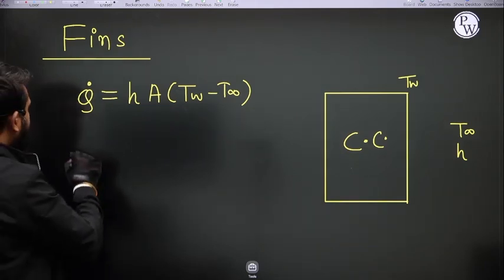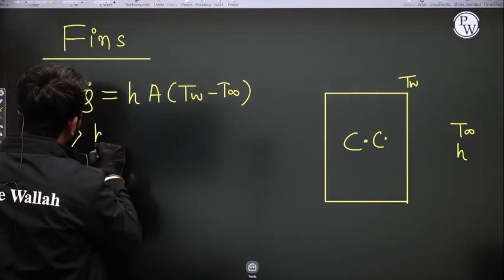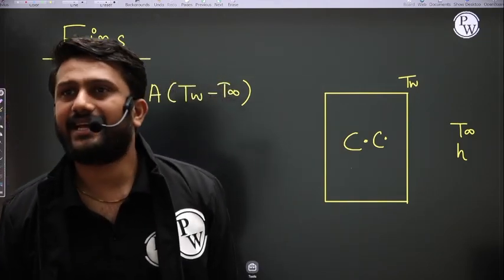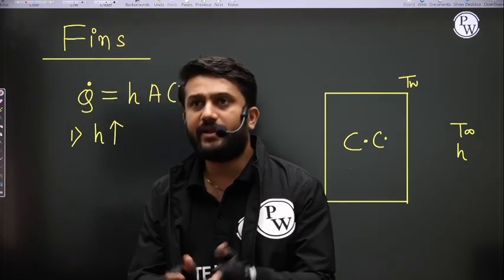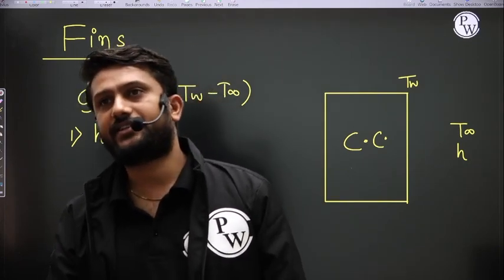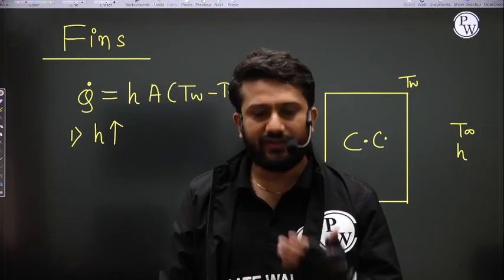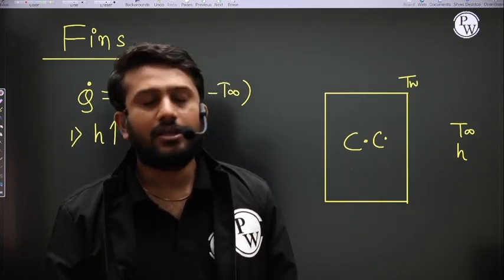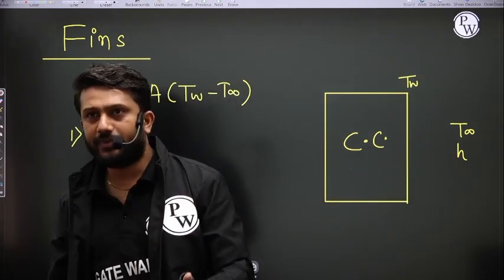So what is the first way? That first way is by increasing the h. And how do we increase this h? Right, we know that in free convection and forced convection, the value of h will differ. In forced convection, the value of h will be more as compared to free convection. And to get forced convection, we need an external agent, and let us assume that external agent is a fan. So I am putting a fan here, so that the value of h should be increased.